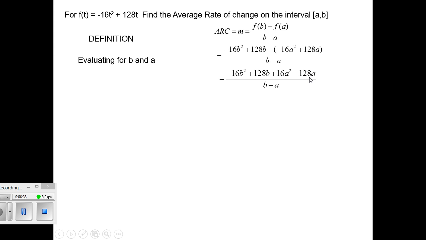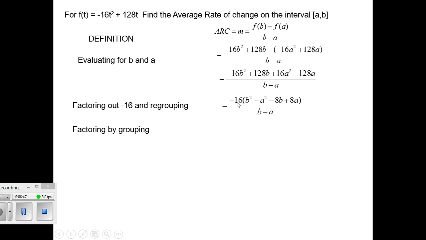Now, there is a common factor, I believe, that of negative 16 that can be pulled out, and that's pulled out. Now, the remaining expression can be factored by grouping, okay? So we should be able to see a b minus a, b plus a over here, but we also should be able to see over here that 8 is common to these two factors. So let's proceed to factor that accordingly.